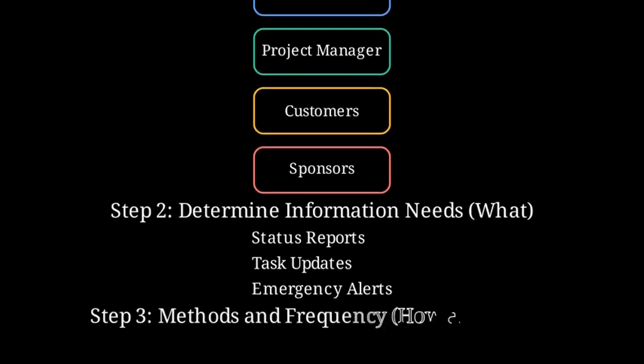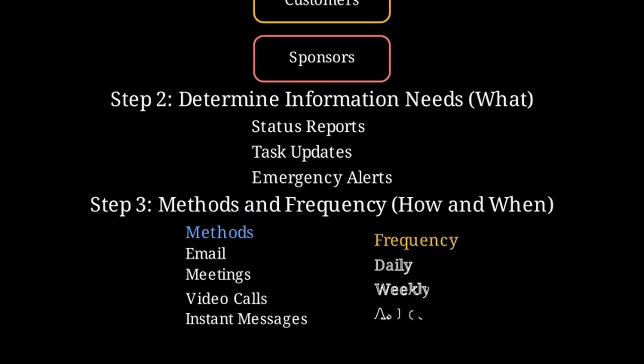Step 3 is choose methods and frequency, the how and the when. Methods can include email, meetings, video calls, or instant messages. Frequency can be daily, weekly, or only when needed.